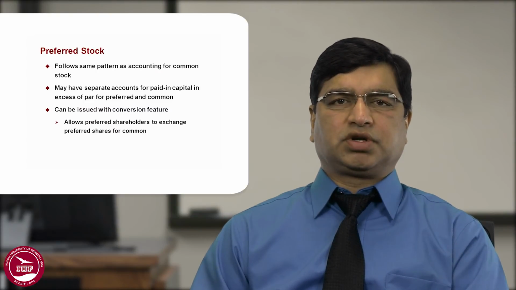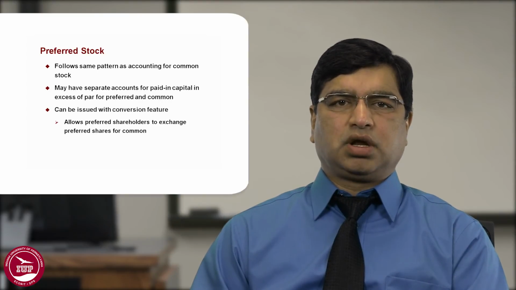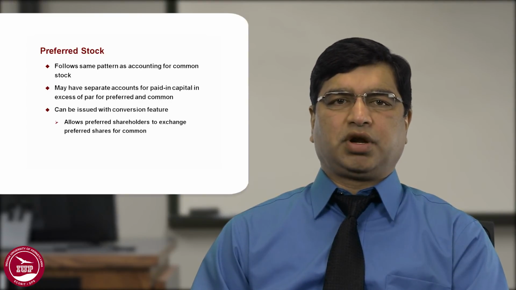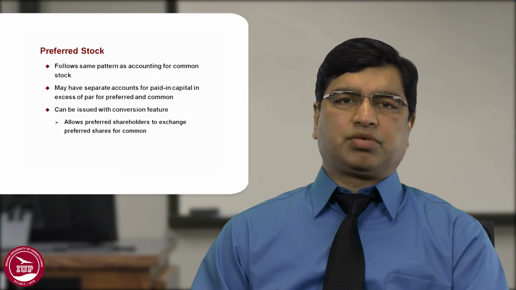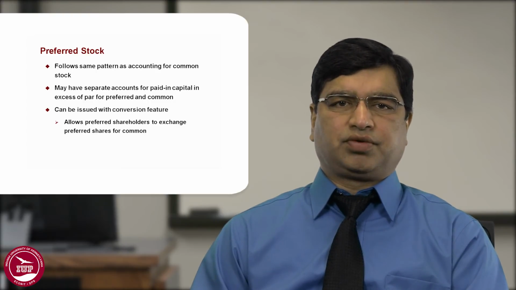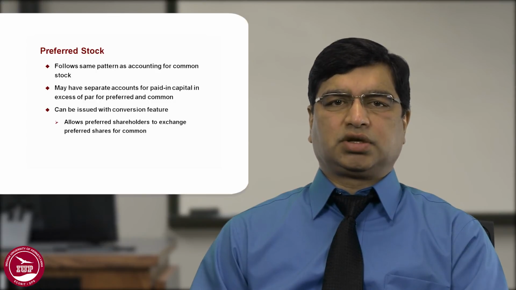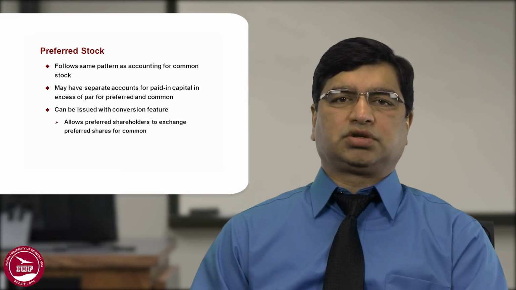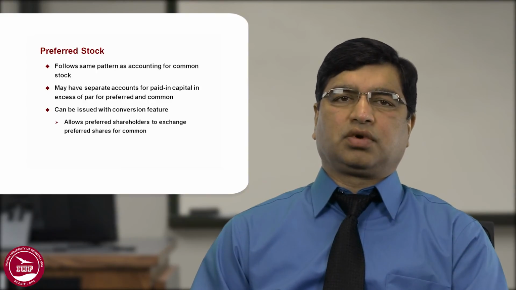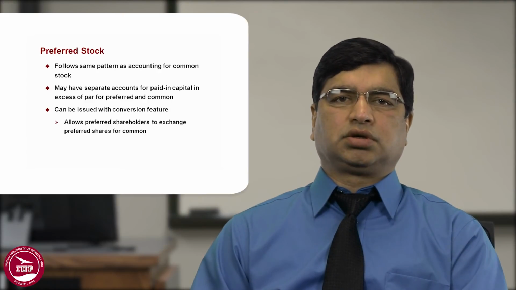Preferred stock, as far as journal entries are concerned, follows a similar pattern, and it may have a separate account for paid-in capital in excess of par for preferred stock. Instead of just saying common stock, it will say paid-in capital in excess of par for the preferred stock. Some preferred stock has conversion features. That is, it allows the preferred stockholders to convert their shares into common stock at a certain point in time or at a certain price.